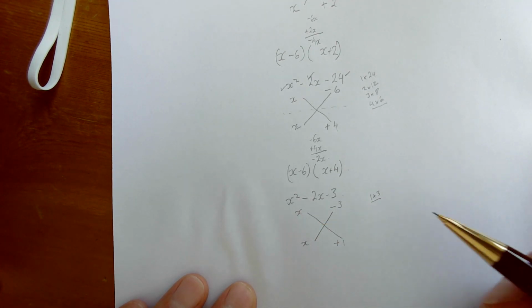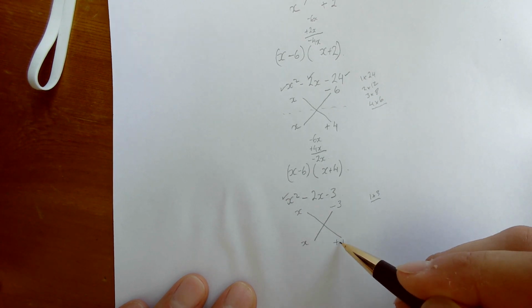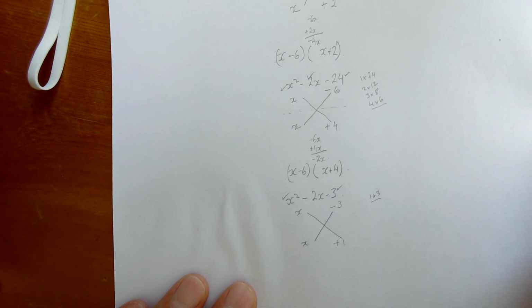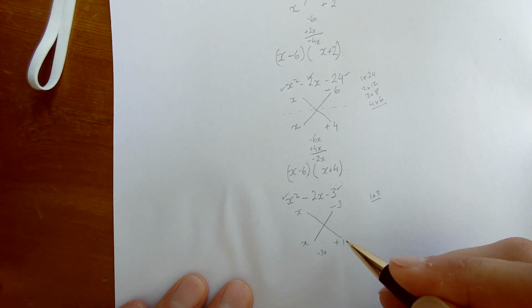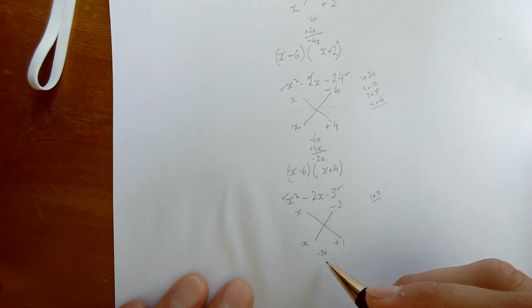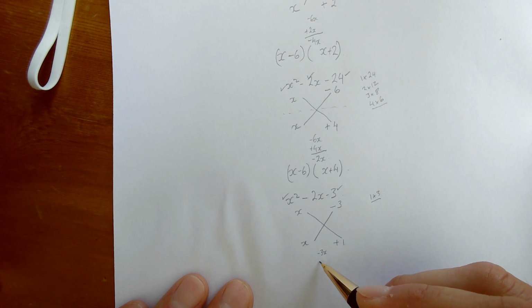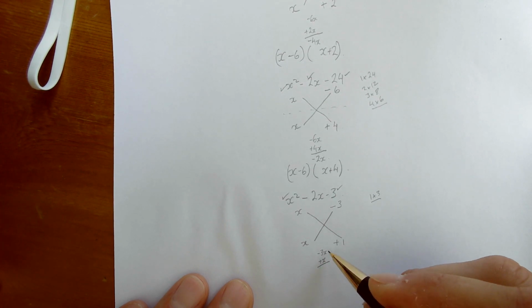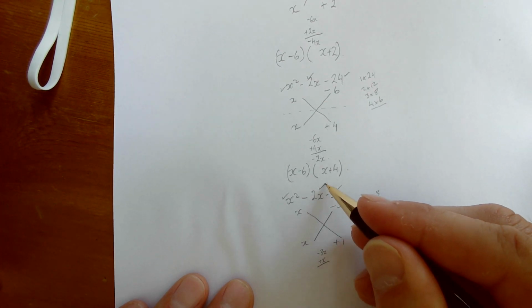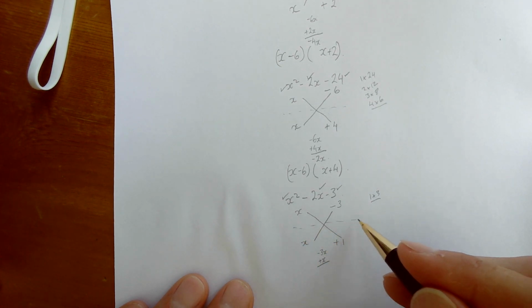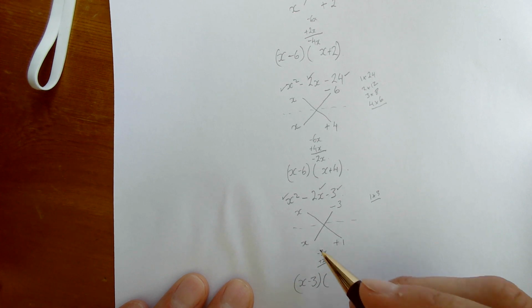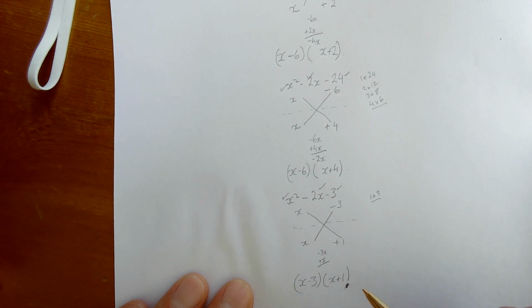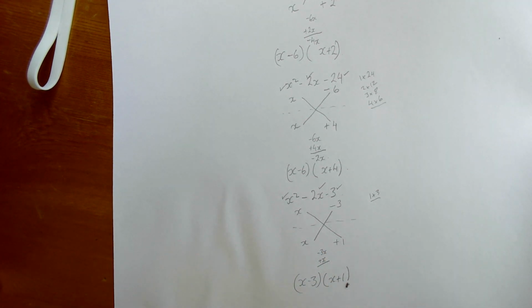x times x is x squared. Lovely. Plus 1 times minus 3 gives us minus 3. Minus 3 times x is minus 3x. Plus 1 times x is plus x, or plus 1x, whichever you want. Minus 3x plus x gives us minus 2x. So the first set here, x minus 3, is our first factor, and x plus 1 is our second factor.